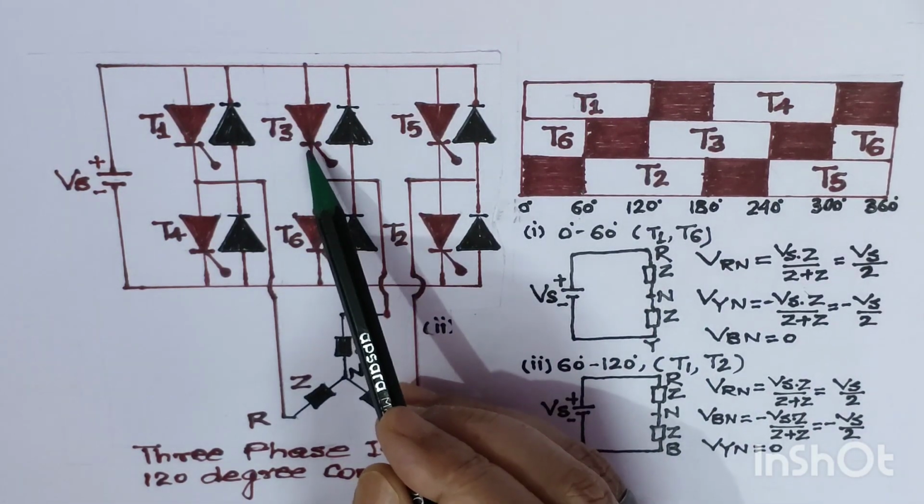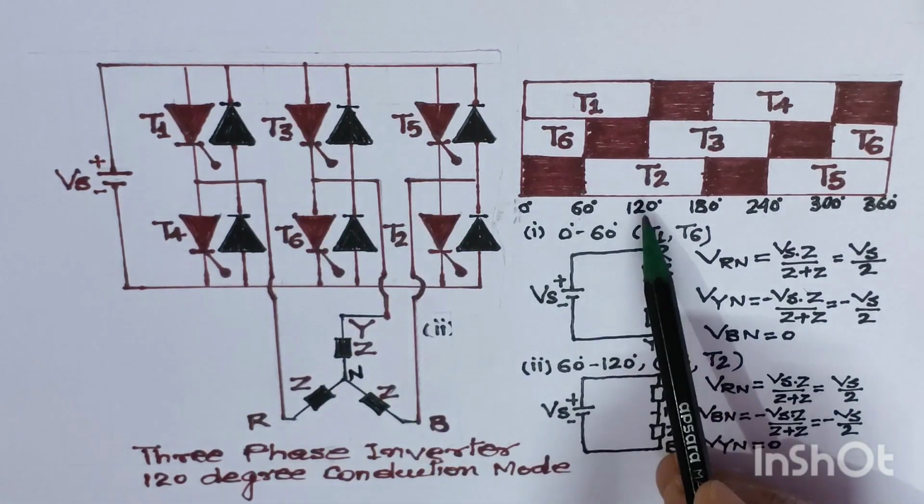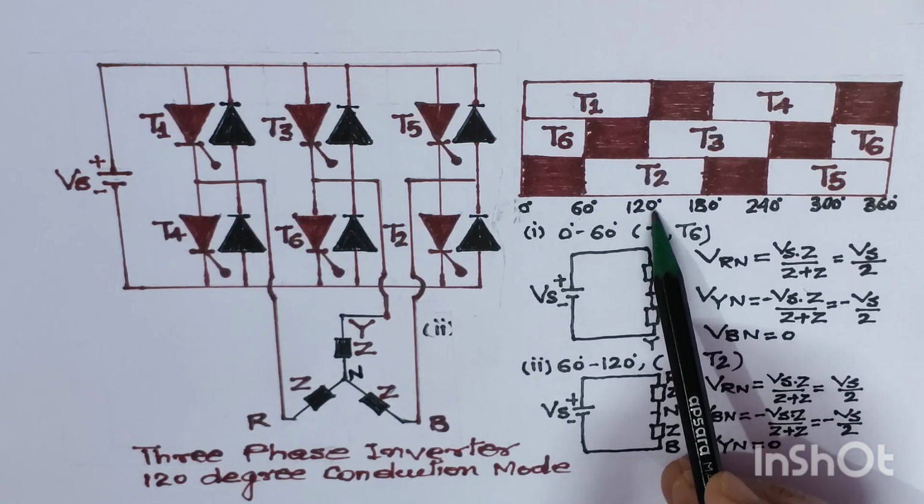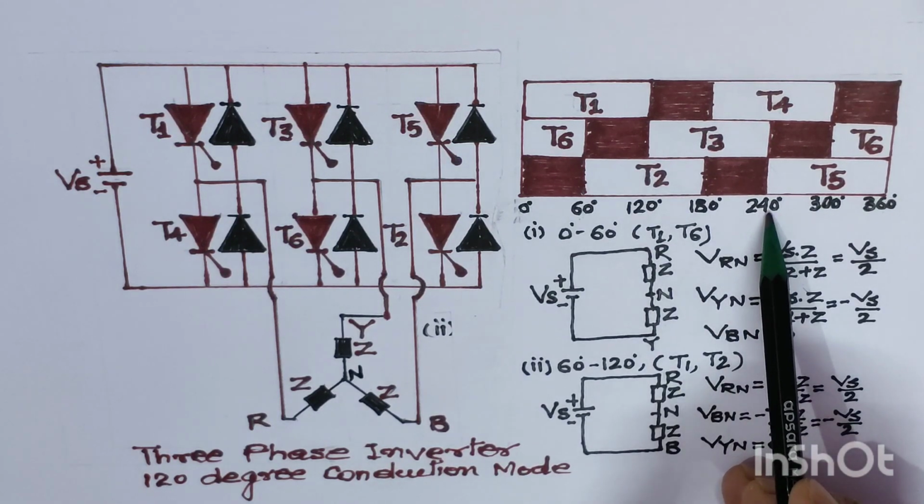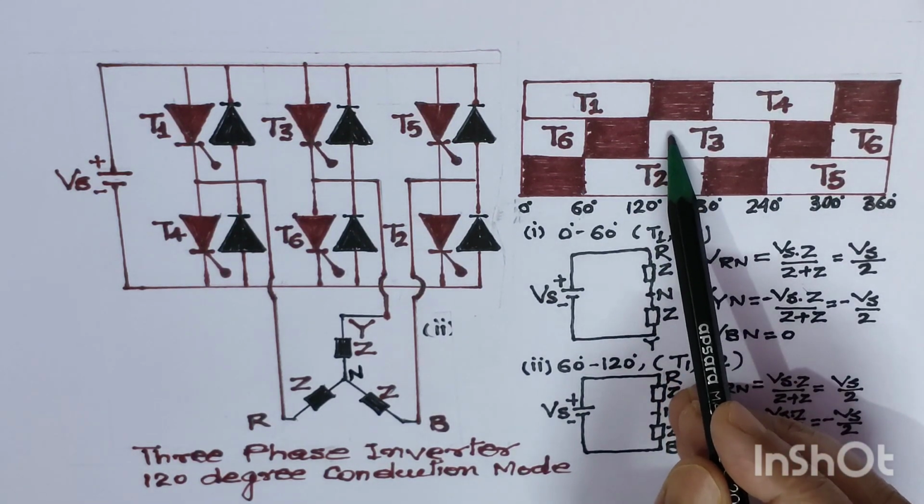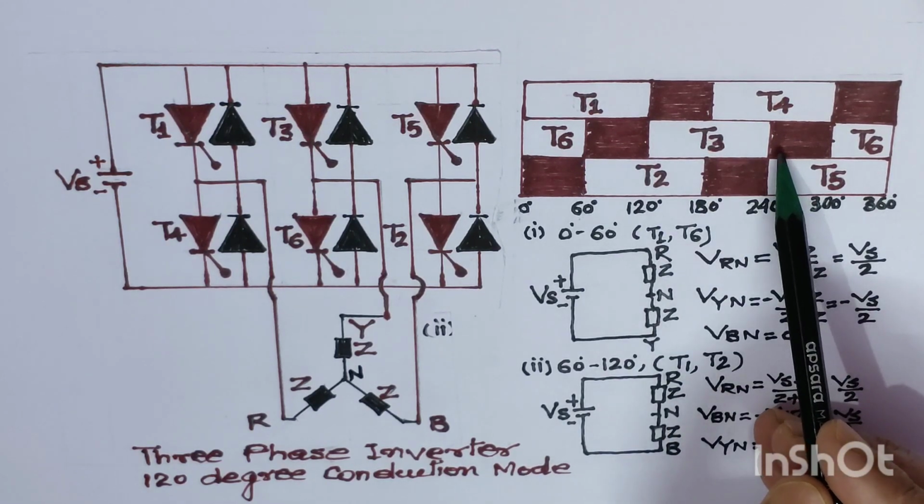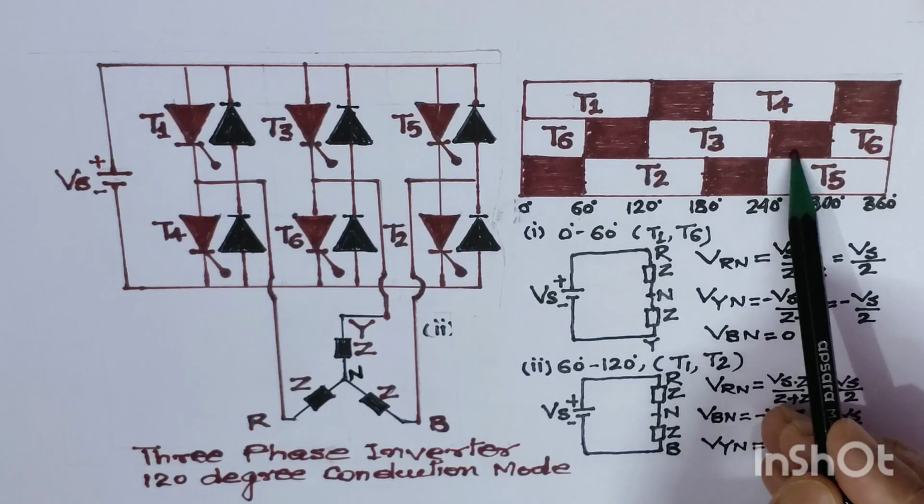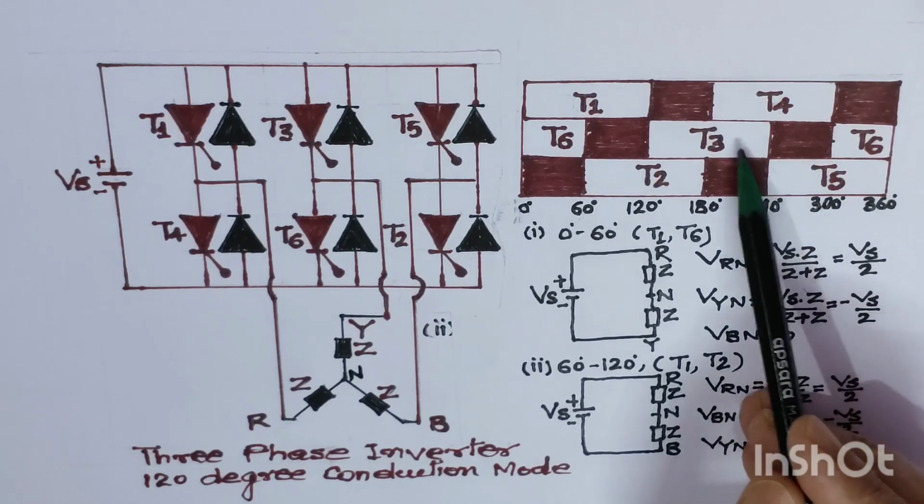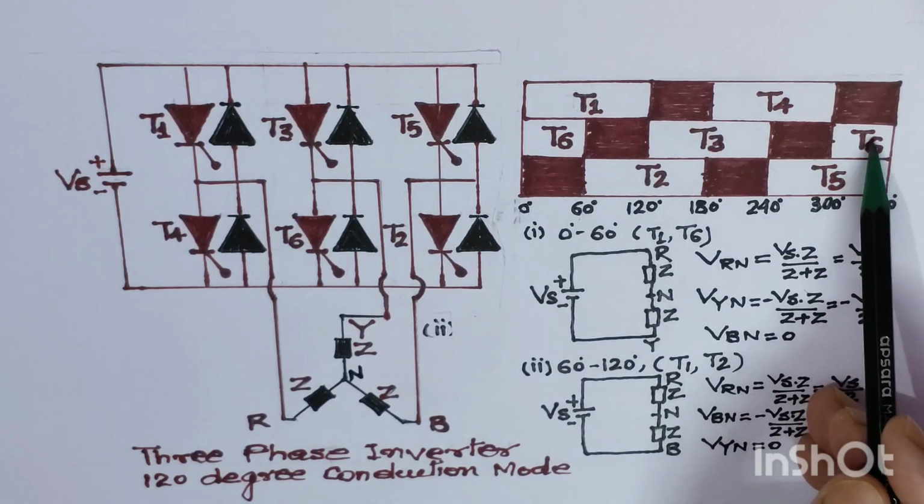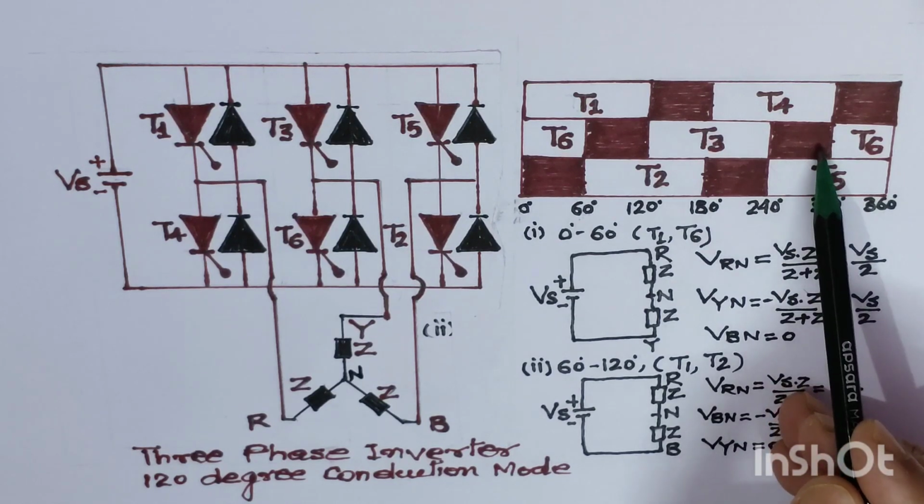That's why T3 starts conducting from an angle of 120 degree to 240 degree angle. So this is the T3 firing sequence which has been given here. Then after that we'll have a 60 degree off interval. It means neither T3 nor T6 will be conducting in this interval.